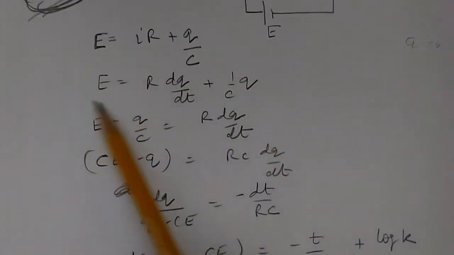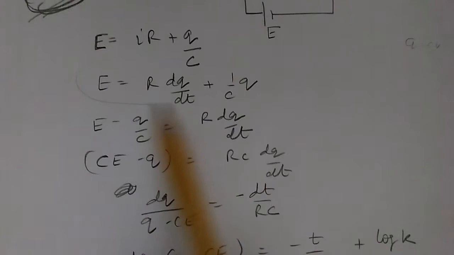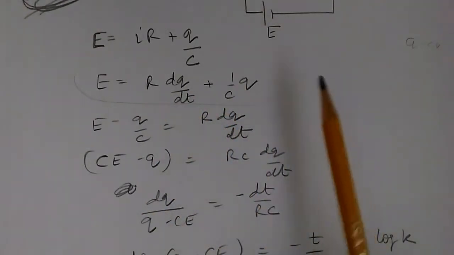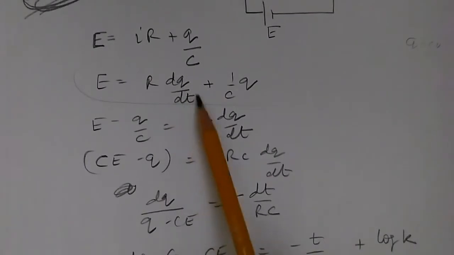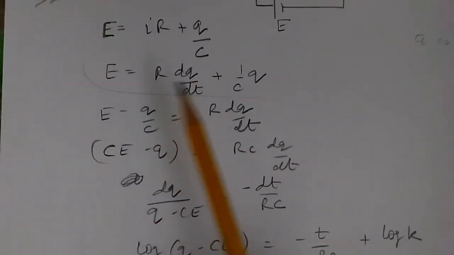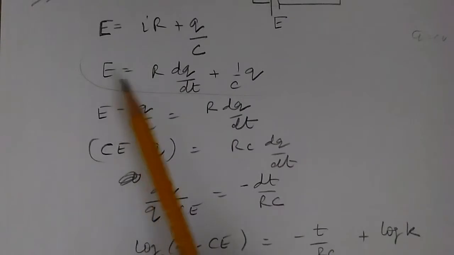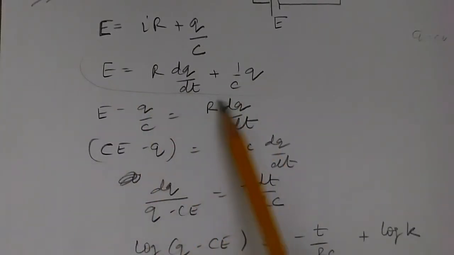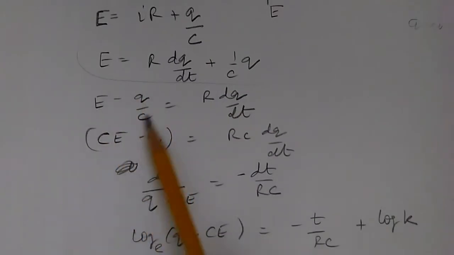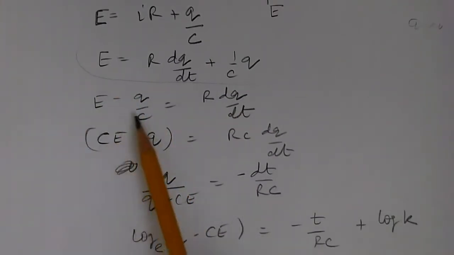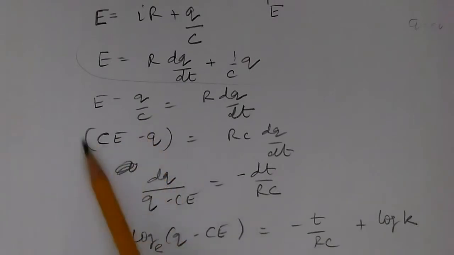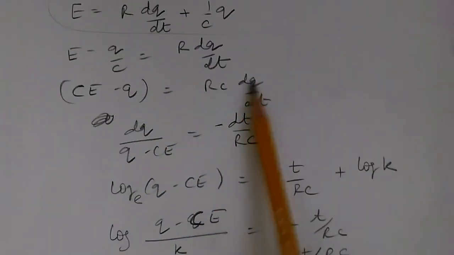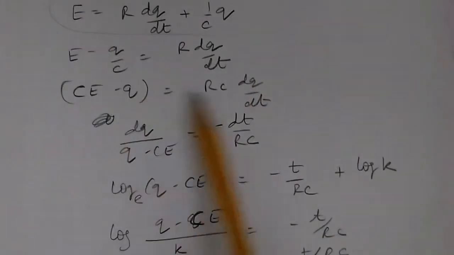Now the trick is to separate the variables. Keep Q, dQ and everything in Q on one side, and everything related to dt on the other side. So we write E minus Q by C on this side and R dQ by dt on the other side, and thereby we collect all the Q terms: CE minus Q on this side, CR dQ by dt on this side.